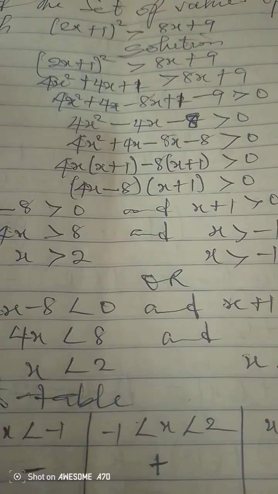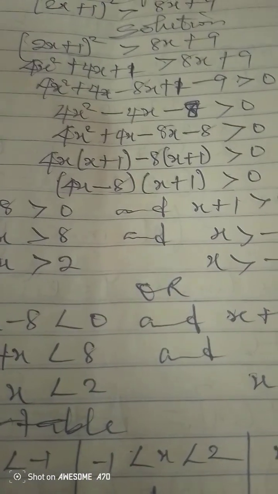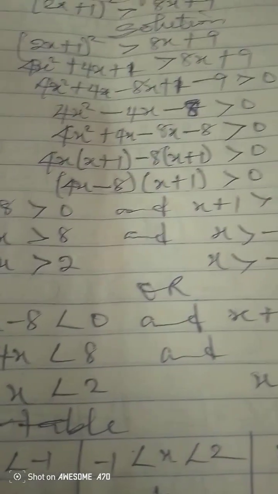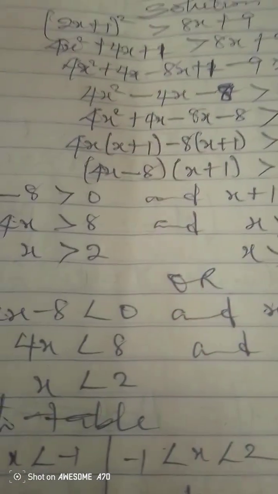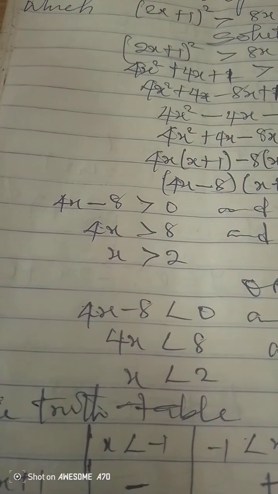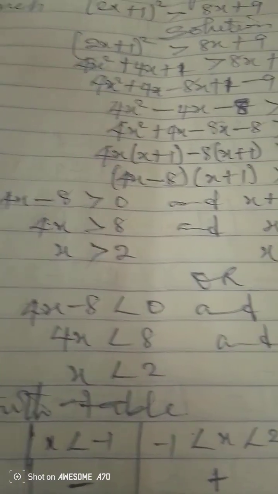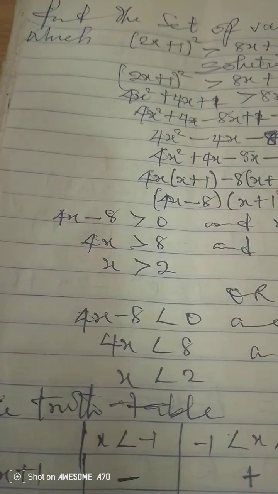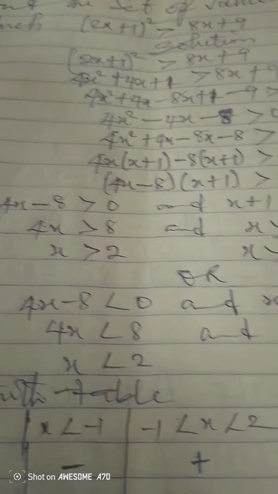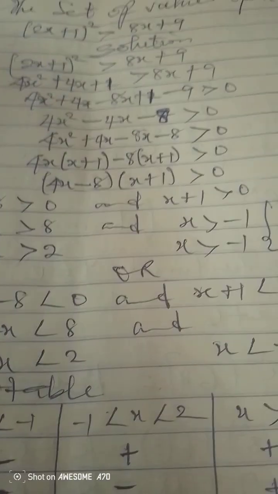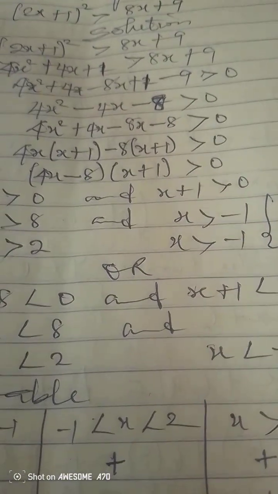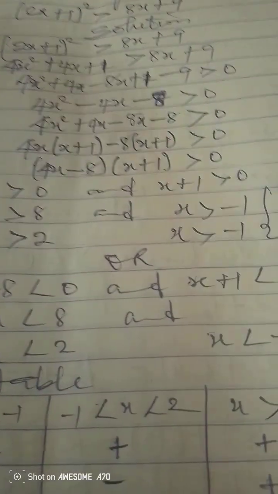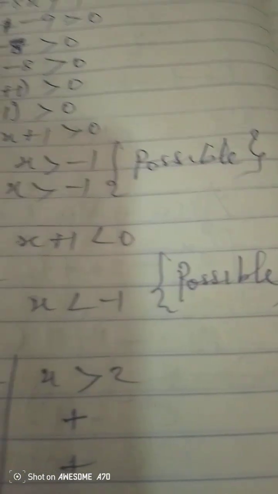So we say that if the product of two numbers is greater than 0, it is either that the two numbers are greater than 0 or the two numbers are less than 0. In that case, we have 4x - 8 is greater than 0 and x + 1 is greater than 0. So 4x is greater than 8, x is greater than 2, and x is greater than -1. It is possible that x is greater than 2 as well as -1. So it is a possible solution.